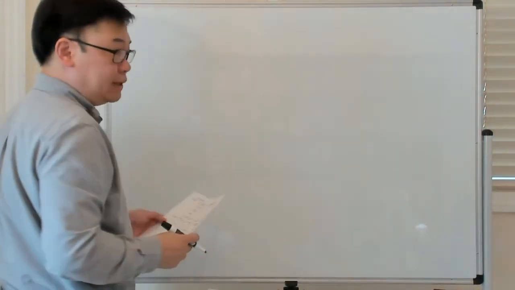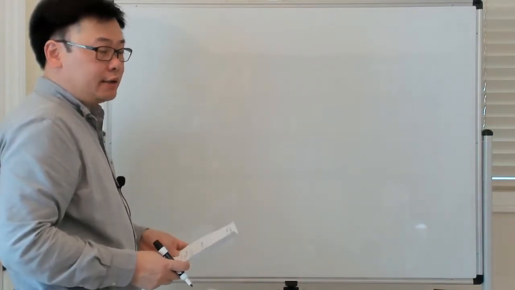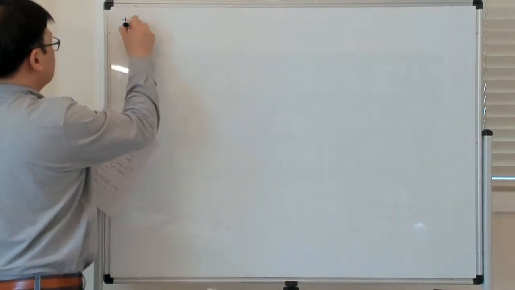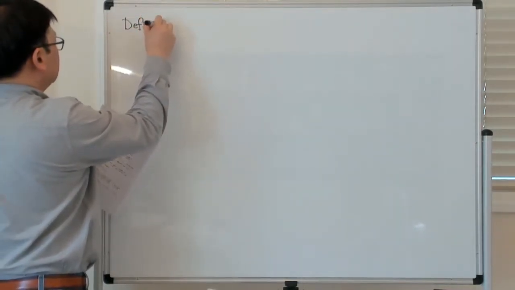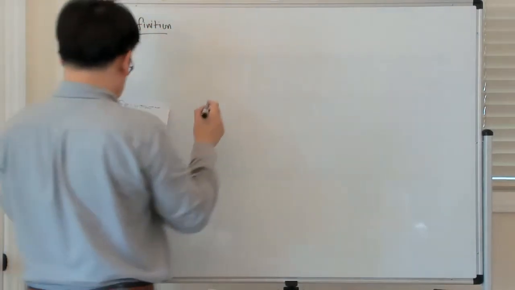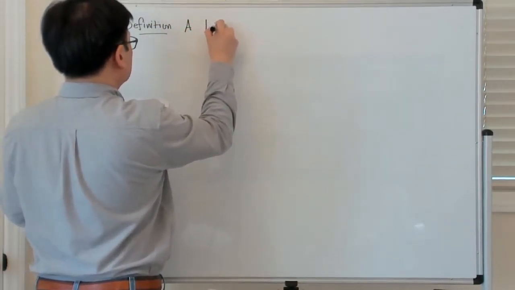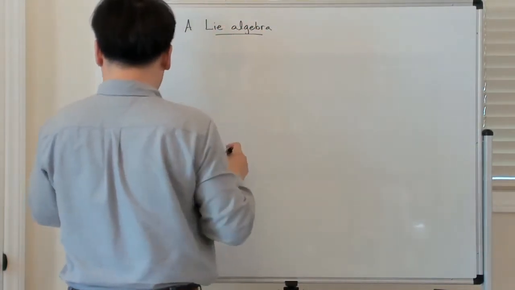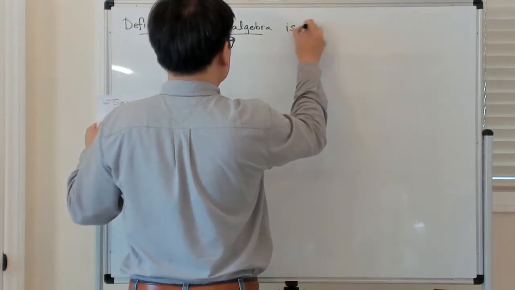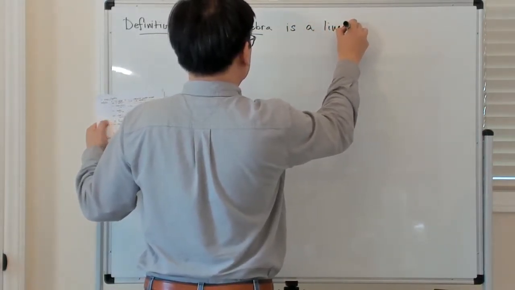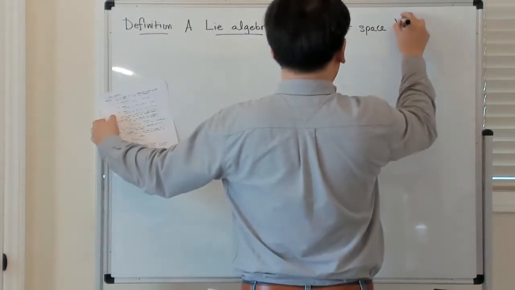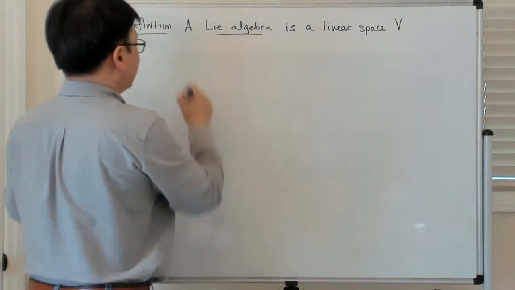All right, so now we're going to look at what is called a Lie algebra, which, as we'll see later, is related to a Lie group. Okay, so a Lie algebra is a linear space. Let's call that V, which is equipped with a Lie bracket.